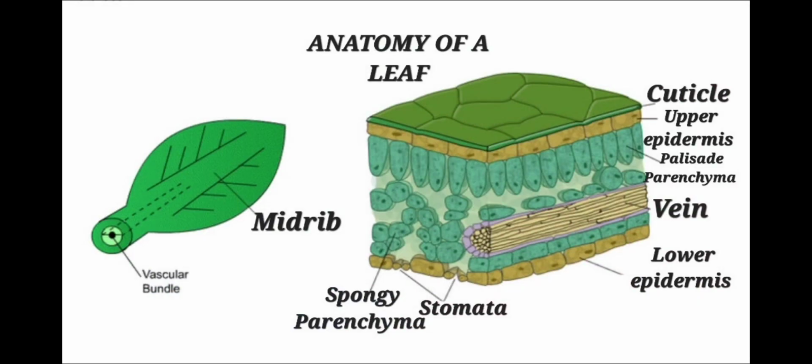Coming to the leaves. In the leaves, the vascular bundles pass through the veins. So the conduction of all necessary substances like water with minerals as well as the food happens in a leaf through the vascular bundles that are present along the veins.